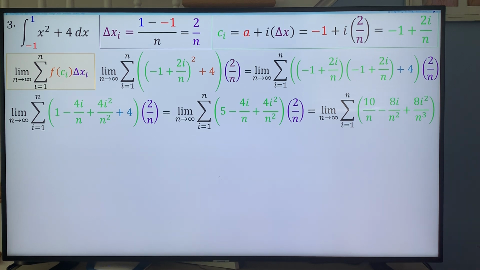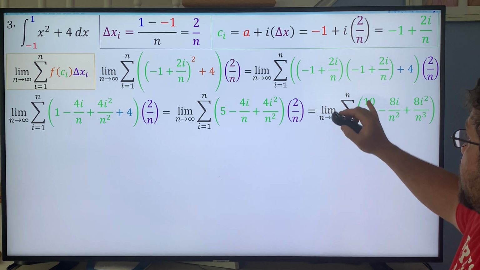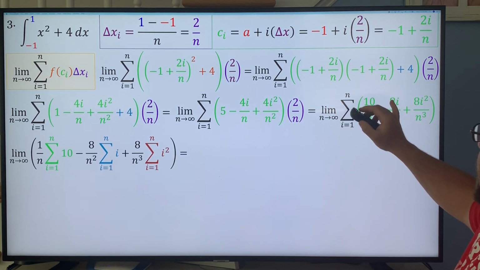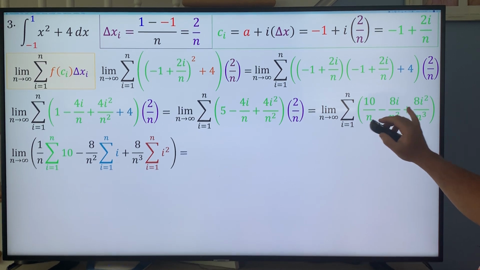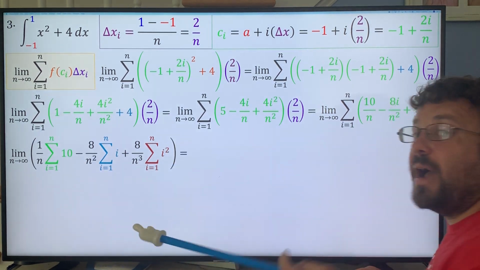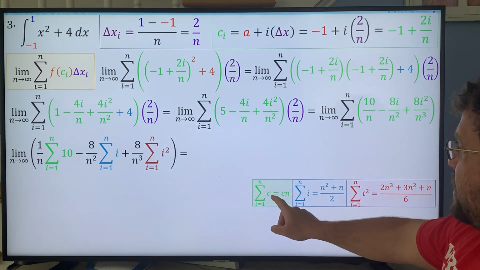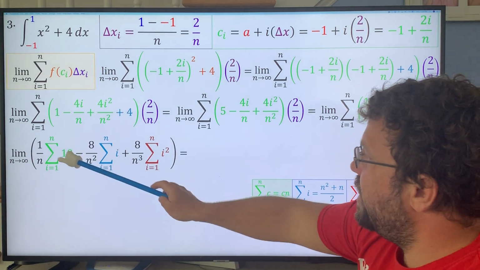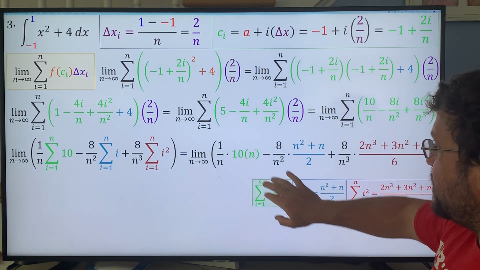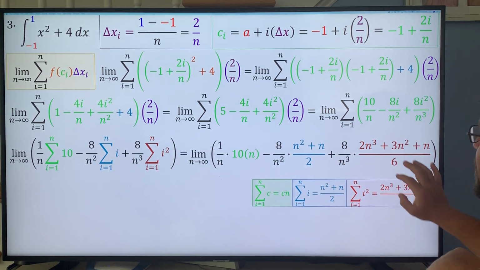All right? You're going to use your summation formulas. So you're going to pull out a 1 over n. You're going to pull out an 8 over n squared. You're going to pull out 8 over n cubed because you want your constant, i squared, i cubed if you have one. And now we use our formulas. Constant is c times n, so 10n. N squared plus n over 2. You just actually plug these straight in the expanded forms, go directly in here.